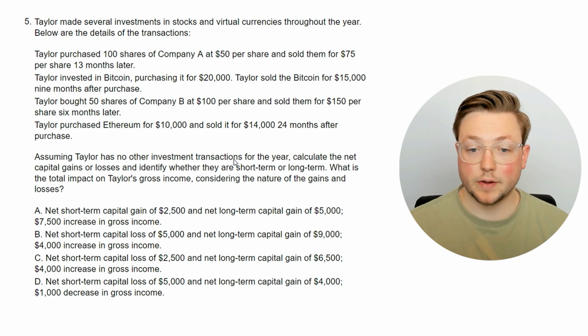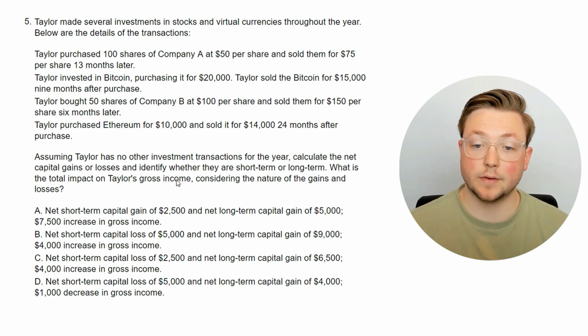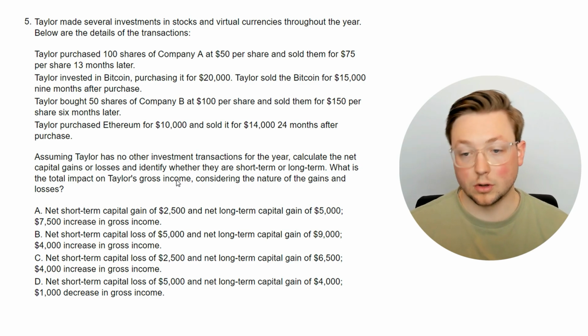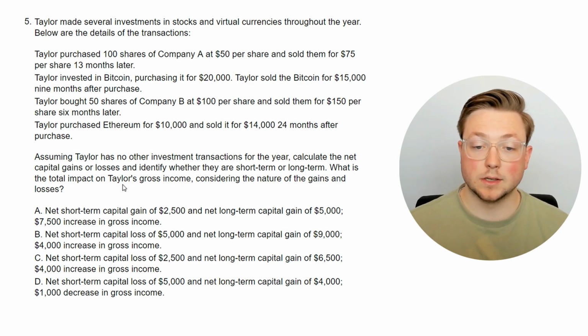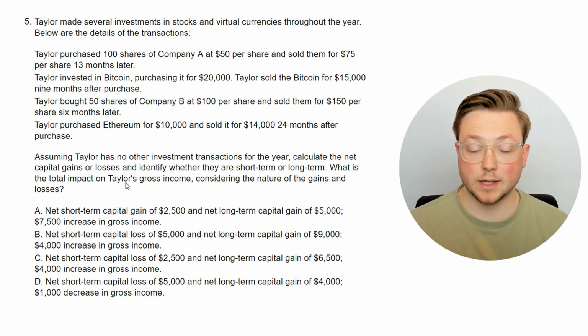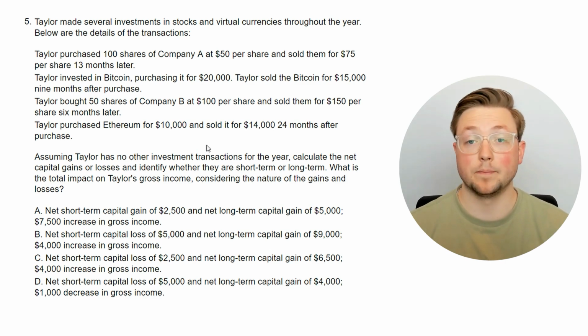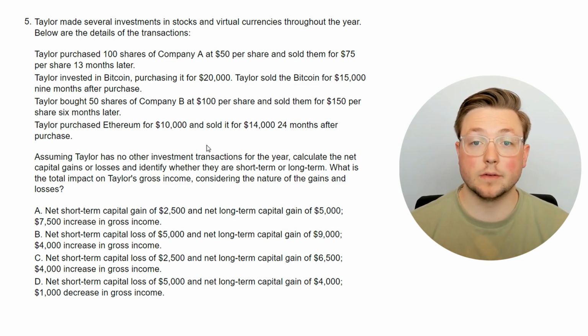Assuming Taylor has no other investment transactions for the year, calculate the net capital gains or losses and identify whether they are short term or long term. What is the total impact on Taylor's gross income considering the nature of the gains and the losses? Okay, so this is the final question of the video.